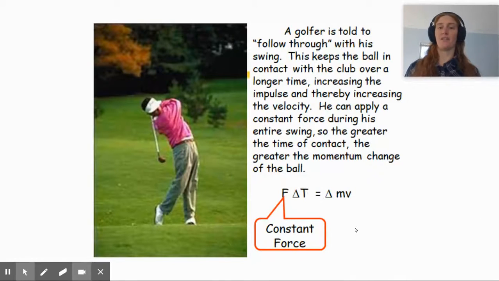All right, so a golfer is told to follow through with his swing. This keeps the ball in contact with the club over a longer time, increasing the impulse and thereby increasing the velocity. He can apply a constant force during his entire swing. So the greater the time of contact, the greater the momentum change of the ball. So here we have force times time is equal to my change in momentum. So if that force is the same the whole time, then if I apply the force for a bigger amount of time, I will have a bigger change in momentum, which means that the velocity of the ball will be bigger when it leaves the golf club.